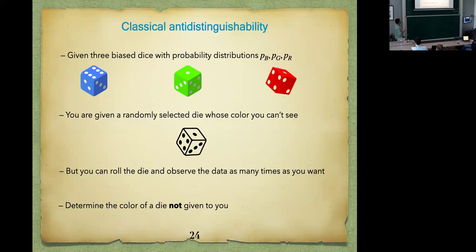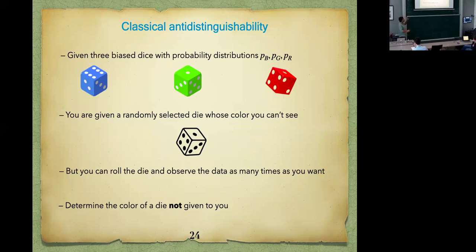So an example of classical antidistinguishability is this. Suppose you have three biased dice of different colors, and suppose one of the dice is selected at random and kept by your friend, and you are asked the question, which die does he not hold? What you are allowed to do is ask your friend to roll the die and give you the output of the roll. You can ask him as many times as you want, and based on what you observe on the die, you have to guess the color of the die.